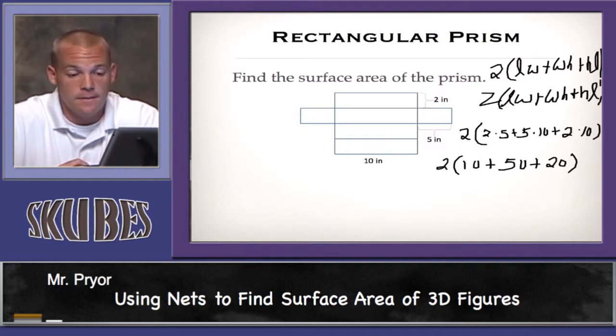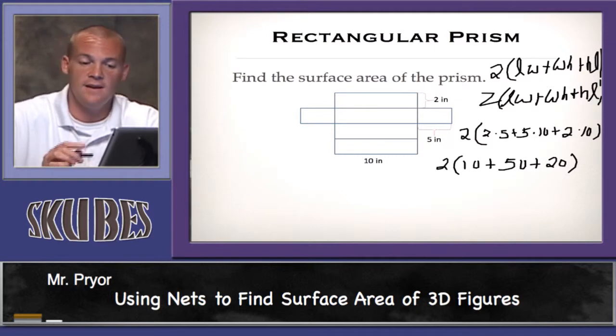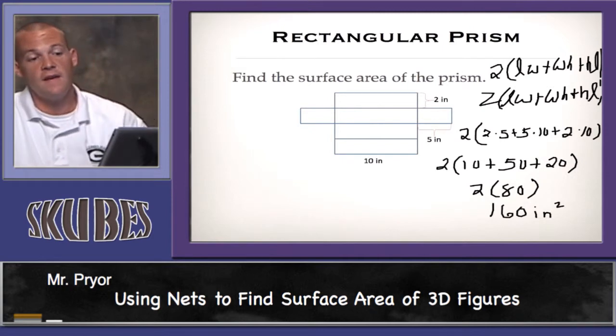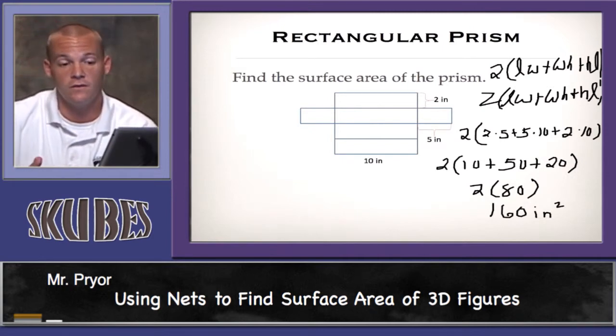So at that point we add those up. 50 plus 20 is 70, and 70 plus 10 is 80. So 2 times 80, which in this case would give us 160 inches squared. So if you find that formula to be a bit easier, you can also use that.